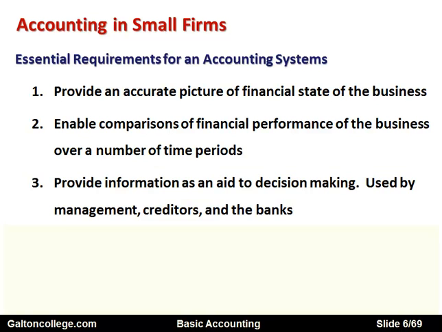Number 3, to provide information as an aid to decision making. This is mostly used by management and creditors and the banks, but the information in the accounts must be honest, it must be drawn up accurately, and therefore represents the true state of affairs of the business. And this may be used by management in making decisions about investment or about engaging in some new line of production or some other activity, or just generally monitoring the business.